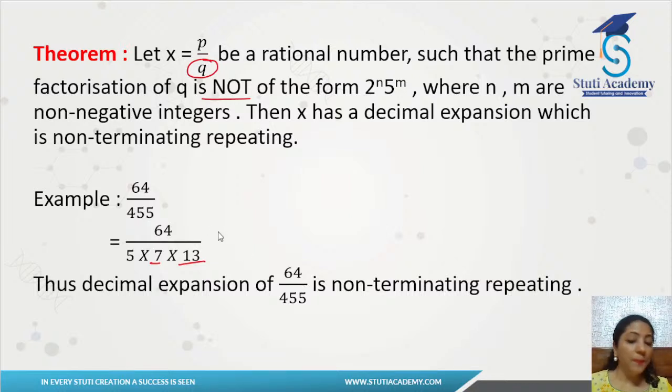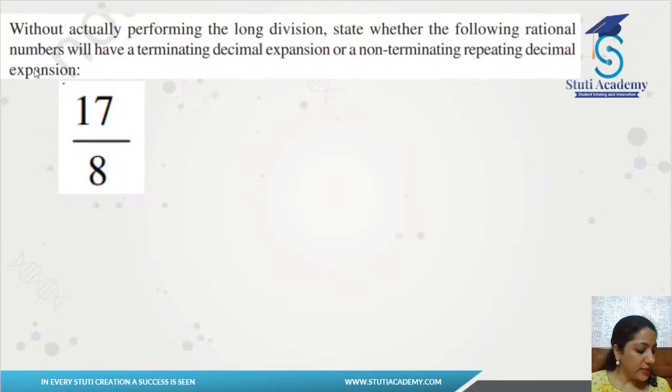All right, children. Now, based on the same concept, we have some questions on page number 17. I'm discussing the same with you all. The first question of exercise 1.2: Without actually performing the long division, state whether the following rational numbers will have a terminating decimal expansion or a non-terminating repeating decimal expansion. So this one is very simple. The first part is 17 upon 8. We just have to prime factorize the denominator, that's all. So we can just do it orally.